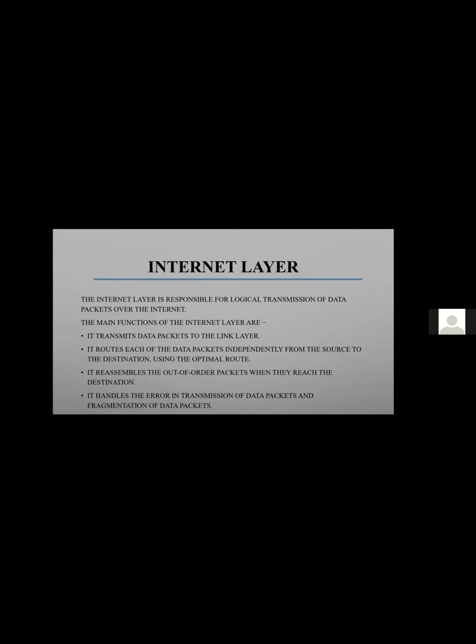Now, functions of the internet layer. It transmits data packets to the link layer. It routes each of the data packets independently from the source to the destination using the optimal route. It assembles the out-of-order packets when they reach the destination. It handles errors in transmission of data packets and fragmentation of data packets.